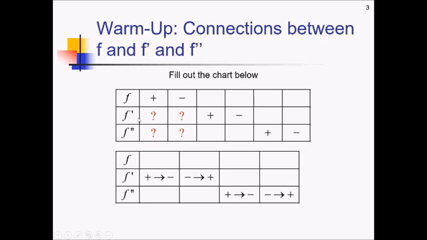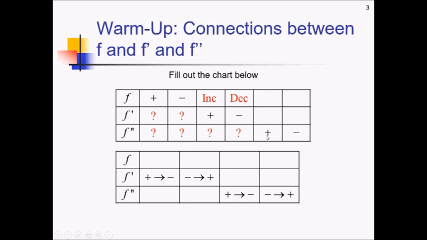Okay, now if f prime is positive, that's going to tell us that we are increasing for the original function. And negative f prime means we are decreasing. But the relationship between f prime and f double prime is the same as between f and f prime. If we have a positive f prime, we don't know what f double prime is doing. Same thing with a negative f prime.